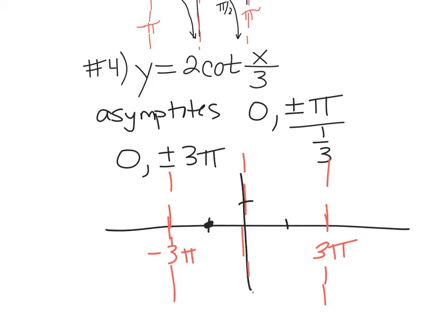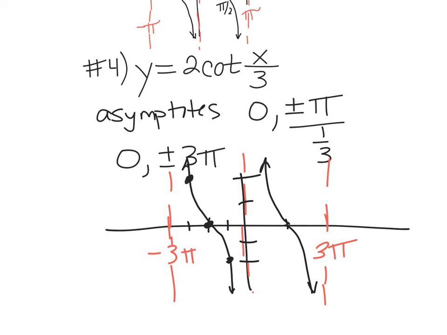This one is being stretched by 2. So I'm up here at 2 instead of at 1, and it just makes it kind of a skinnier graph. And I'm down here at negative 2, halfway between also. Okay? And it goes that direction.